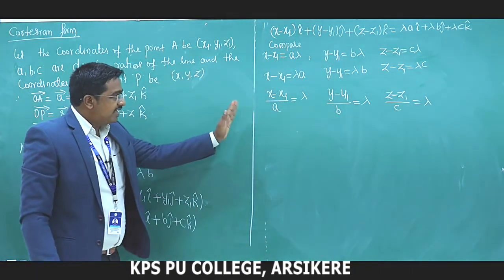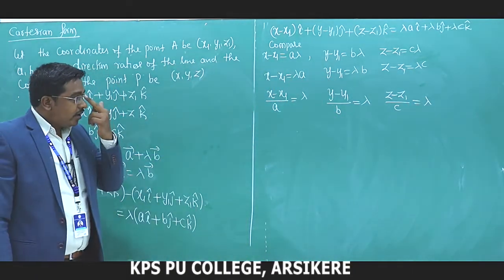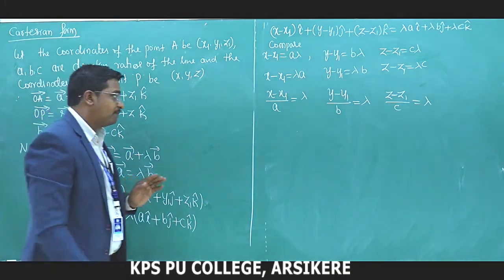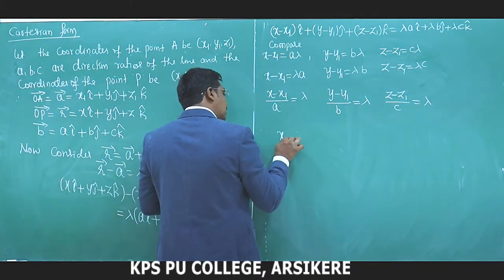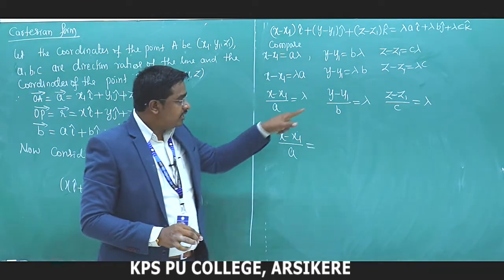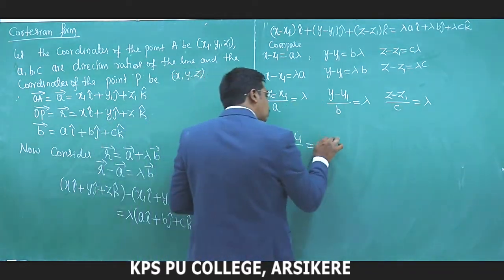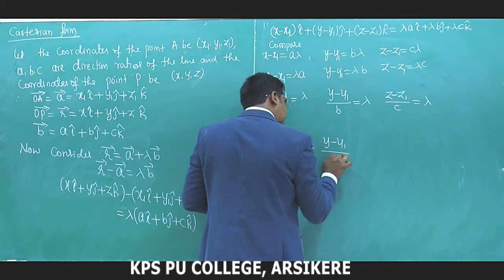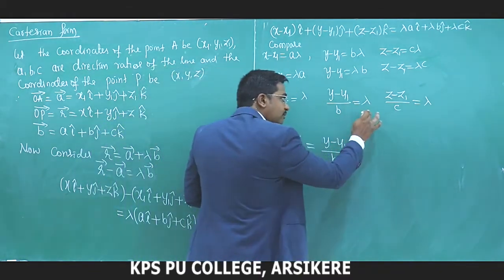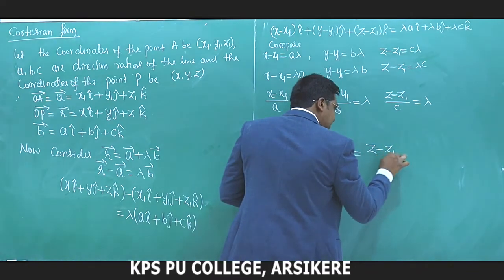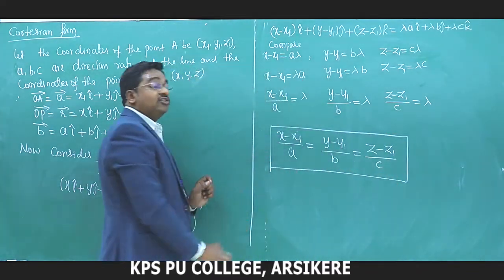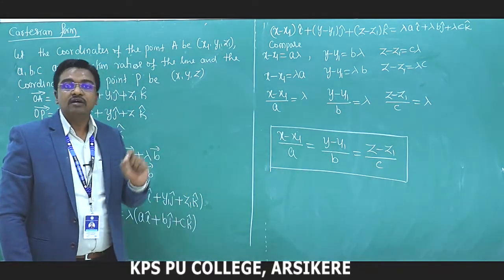That is, x minus x1 by A is equal to lambda, y minus y1 by B is equal to lambda, z minus z1 by C is equal to lambda. Therefore, x minus x1 divided by A is equal to, in place of lambda, y minus y1 divided by B is equal to, in place of lambda again, z minus z1 divided by C. So this is nothing but the Cartesian equation of the line.